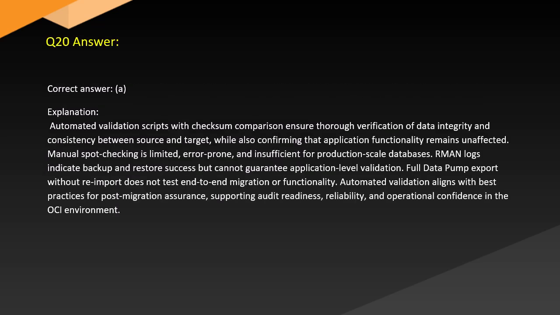Answer. Correct answer, A. Explanation. Automated validation scripts with checksum comparison ensure thorough verification of data integrity and consistency between source and target, while also confirming that application functionality remains unaffected. Manual spot checking is limited, error-prone, and insufficient for production-scale databases. RMAN logs indicate backup and restore success but cannot guarantee application-level validation. Full data export without re-import does not test end-to-end migration or functionality.